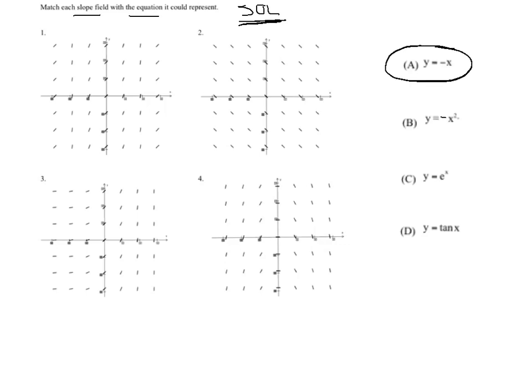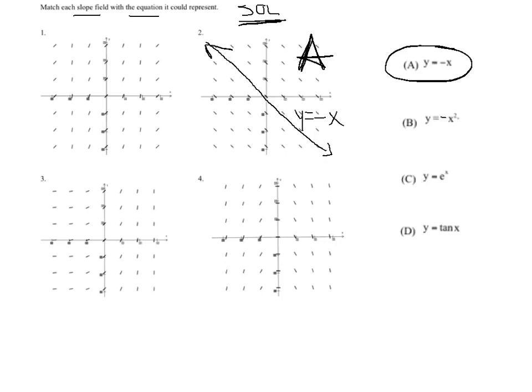I think this one. Do you see a slope field that kind of shows you a picture of y equals -x? I would say this one right here is a great image of what y equals -x looks like. So I'm going to say A matches up with graph number 2 quite well.